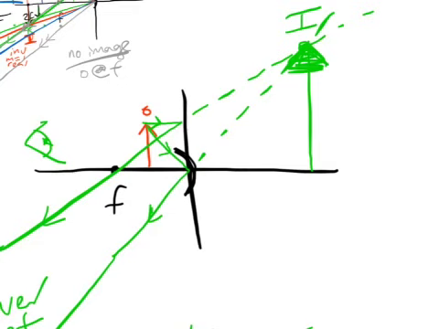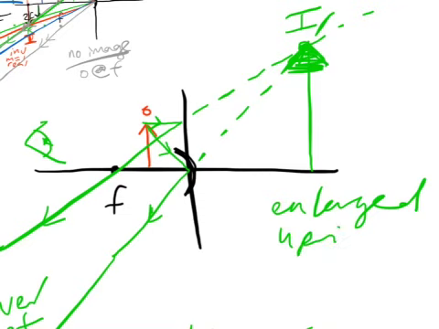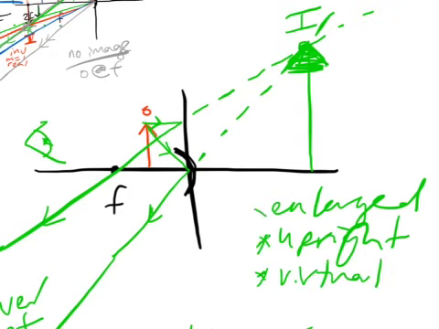So anyway, the nature of this image, it's obviously enlarged, it's obviously upright, that is not inverted, and it's virtual. Virtual images, again, not made from real light rays. A lot of people struggle with this. It's just what you would appear to see, even though there's no real light rays coming from that position.